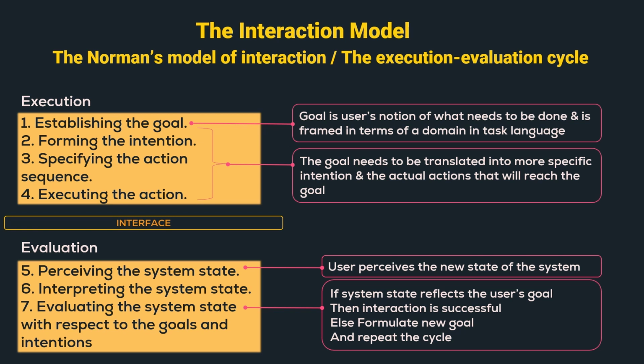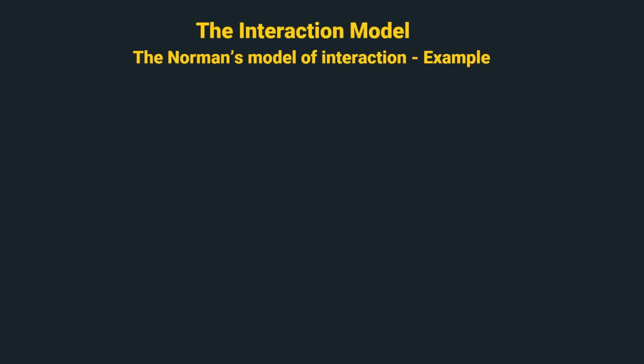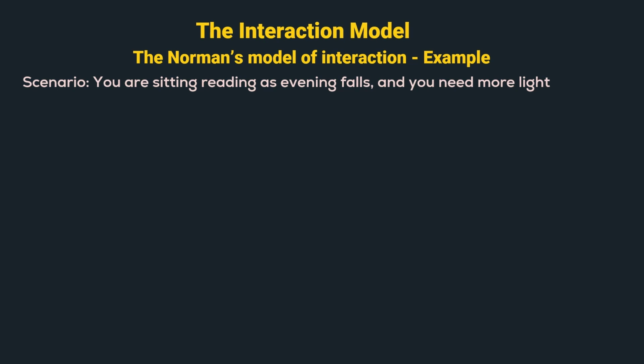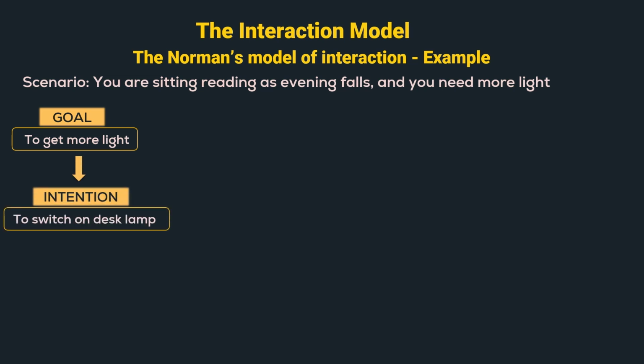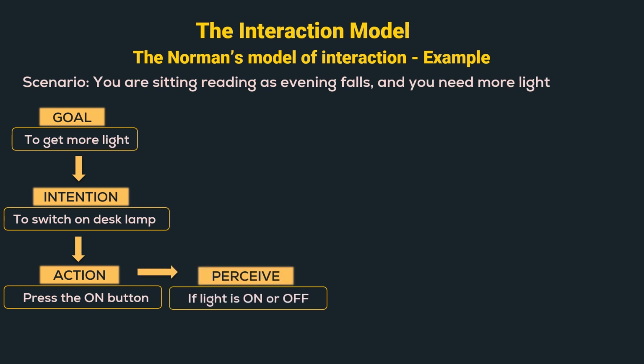Let us understand better with an example. If you are sitting reading as the evening falls and you need more light, then the goal here is to get more light. To make our goal more specific and actionable, we specify an intention, that is to switch on the desk lamp. Next, we perform the action, that is pressing the on button on the desk lamp. Now, after performing the action, we perceive the state of the world. That is, we check if the light is turned on or off.